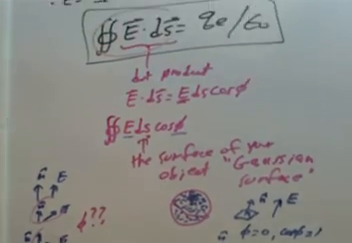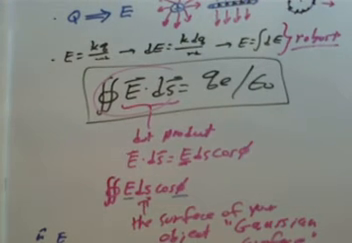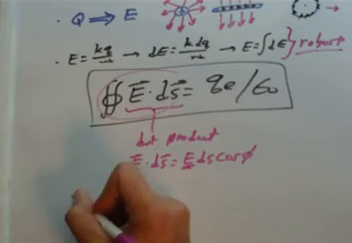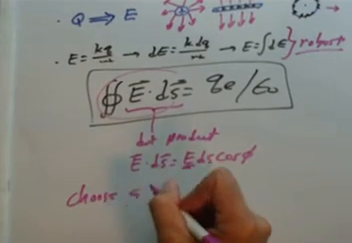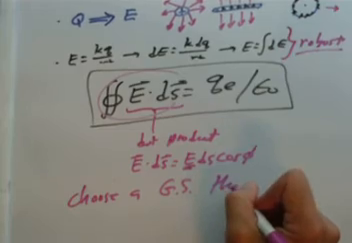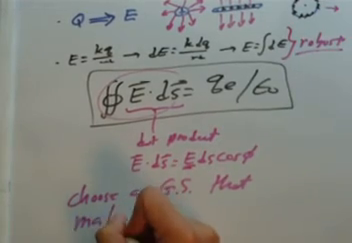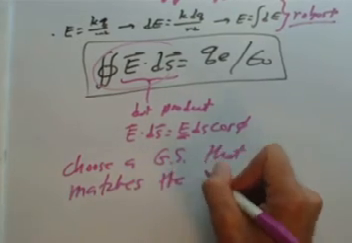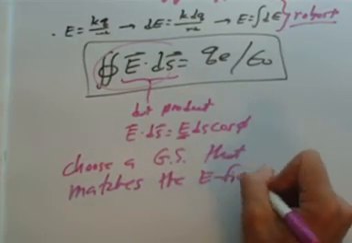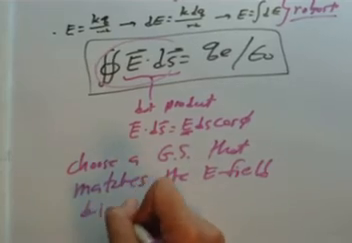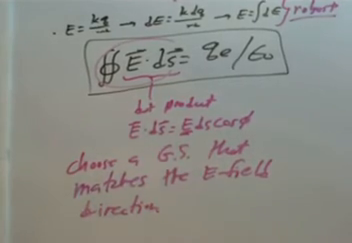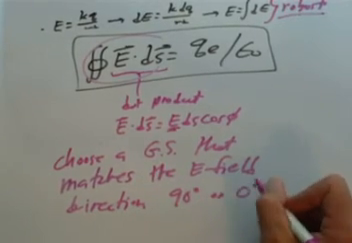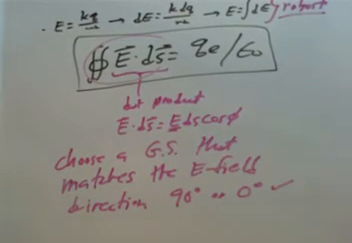So what you always want to do with Gauss' law, and that's sort of the last requirement here, is choose a Gaussian surface that matches the E field direction. In other words, you always want to try to go for something like matches. You always want to go for a 90 degree or a 0 degree angle. Those are the only ones that are going to make the problems tractable at all.